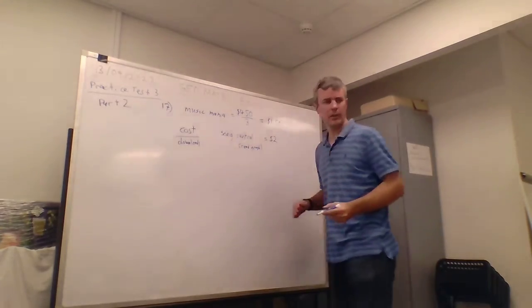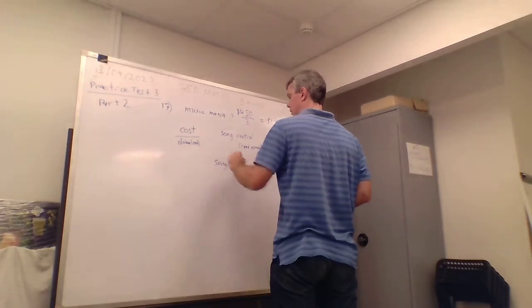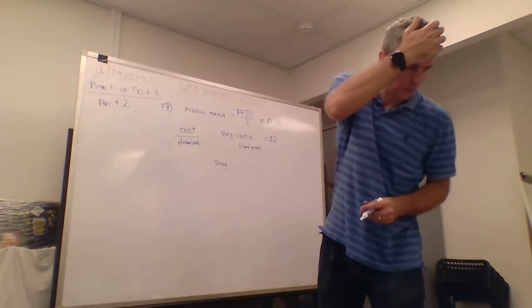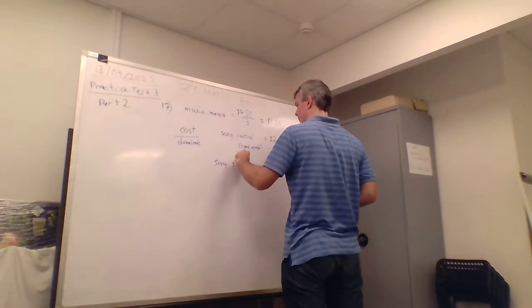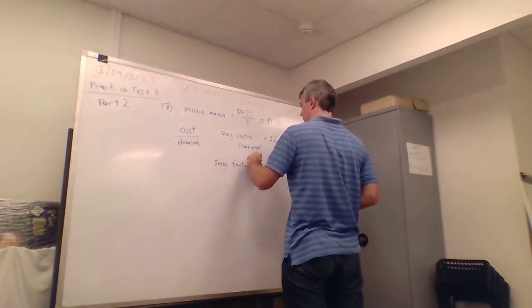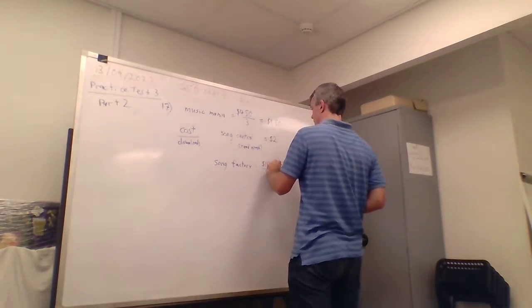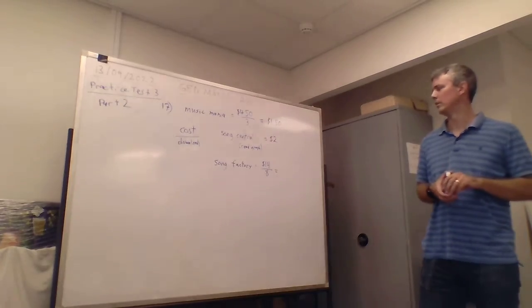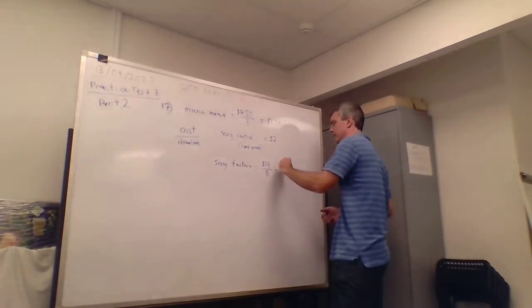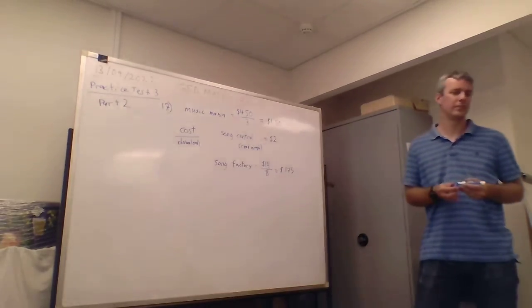And then the last one, Song Factory. We only have one thing, so it's 14 over 8. That's 1.75. Okay. So what's the order?